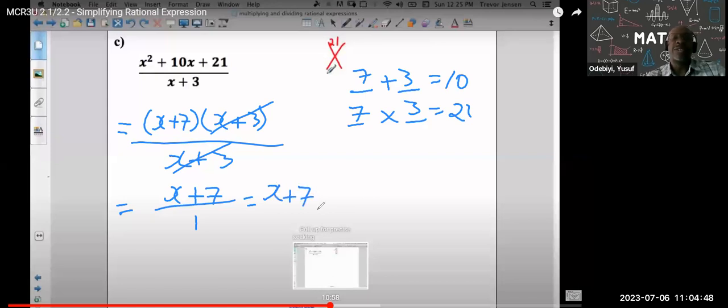Now I have to state my restrictions, and when I state my restrictions, I have to go back to the beginning. At the very beginning, my denominator was x plus 3. Right now, my denominator is gone. So the restriction is, if you draw this, it would be a straight line, but I'll have a circle at -3, because x cannot equal -3. Otherwise, my denominator is going to be 0. Okay. Simple.